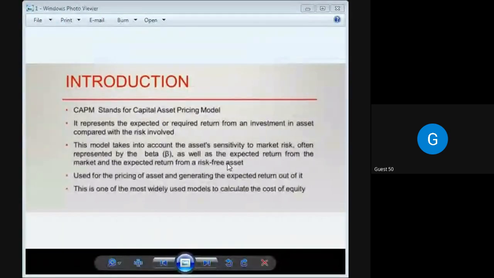Right? As you can see on the screen, it is mentioned that it represents the expected or required return. So, first, this model helps us identify the expected or required return on our investment. And with that, it also helps us compare with the risk involved. What are the risks involved in that particular investment? Because when we invest in equity, what does equity mean? It means high risk and high return, right?